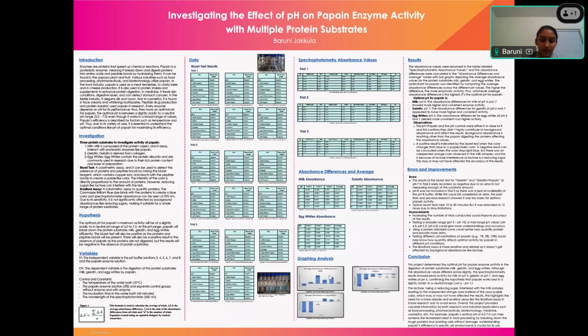So in the bar graphs, the higher the positive difference, the more enzymatic activity. So whichever one is the highest is the optimal pH. For milk, we see it's pH 5. For gelatin, it's pH 7, and for egg whites, it's pH 6. So that's the conclusion. But some errors were made, such as lactose interference in milk samples.